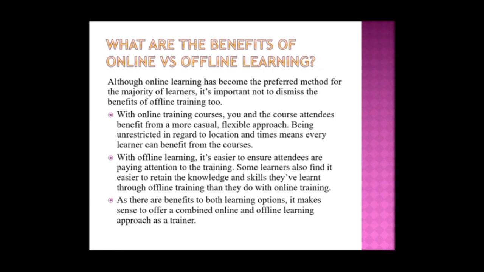In the higher education system online may be better, but in small classes and schools it's not working that well, because their behavior also depends on the education, right? With offline learning it is easier to ensure attendees are paying attention to the training, and some learners also find it easier to retain the knowledge and skills they have learned through offline training than through online training, right? And as there are benefits to both learning options, it makes sense to offer a combined online and offline approach as a trainer.